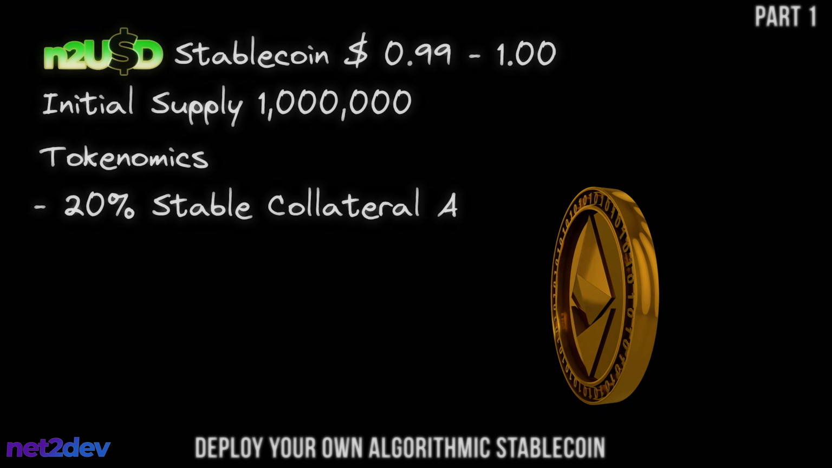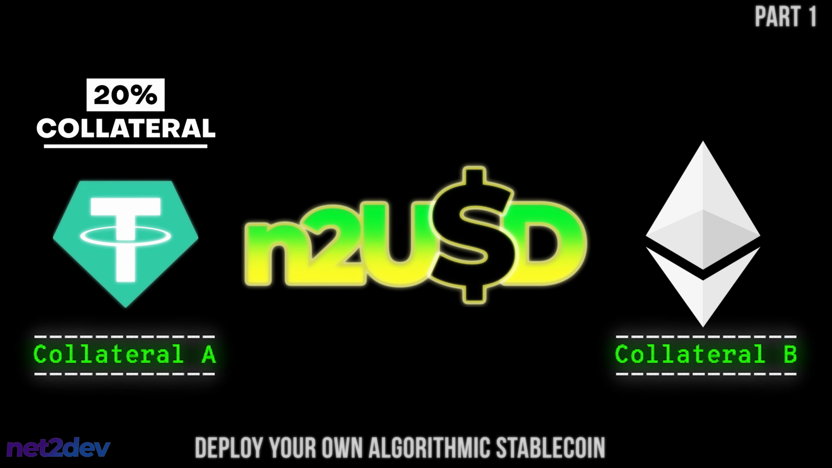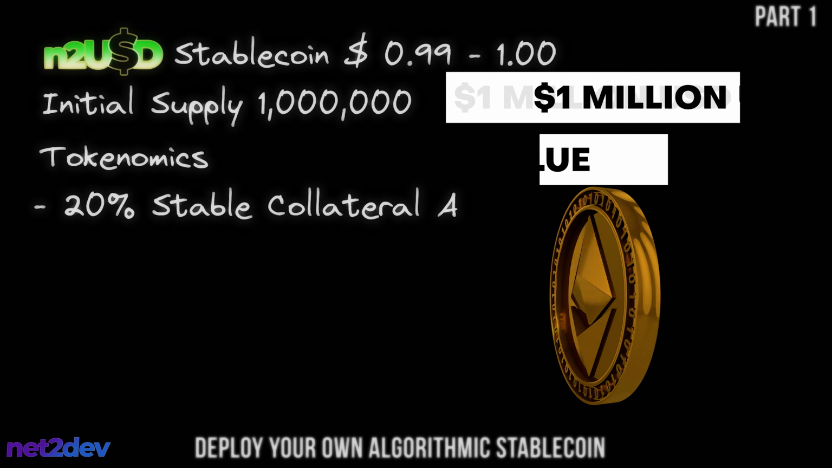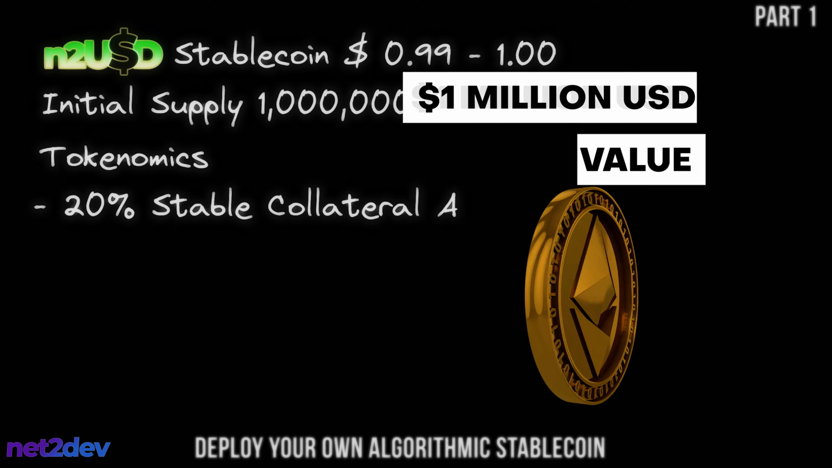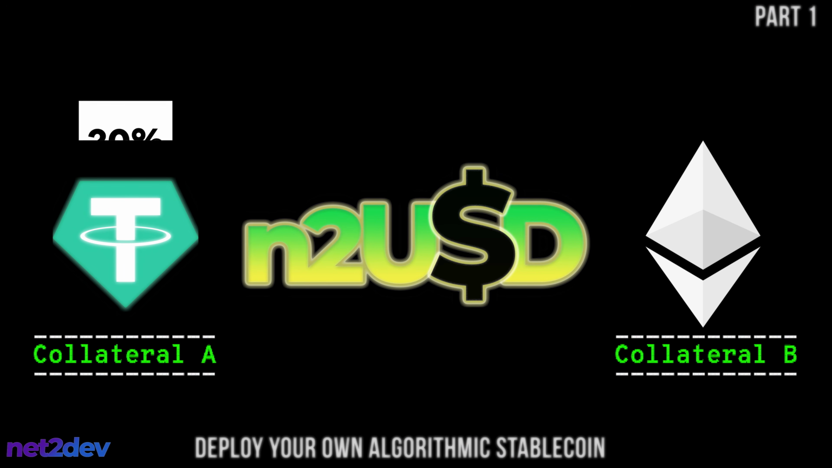I am going to be providing 20% of the reserve value in USDT or Tether USD, which means that I have to provide, if we're going to be minting 1 million tokens, that means that we need to provide $1 million in collateral. I need to have 200,000 Tether tokens stored in the reserve vault smart contract.